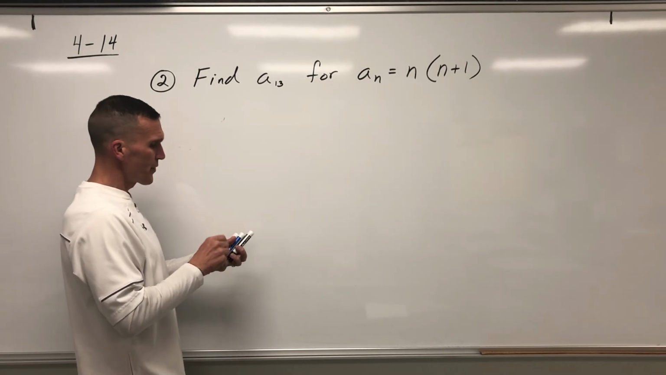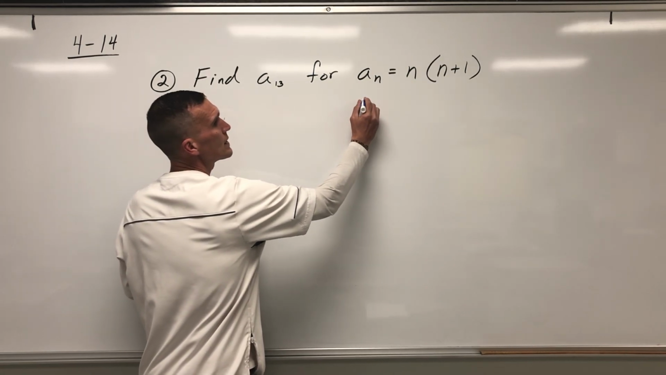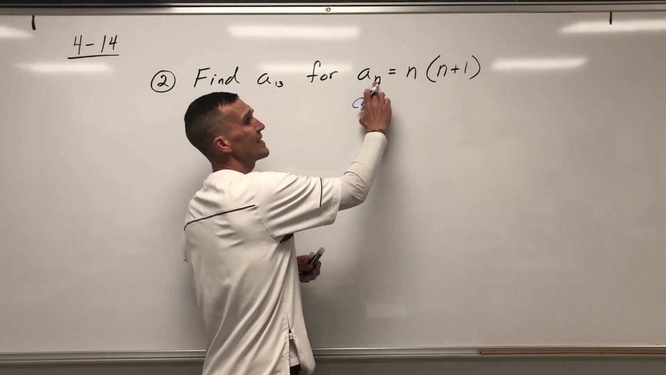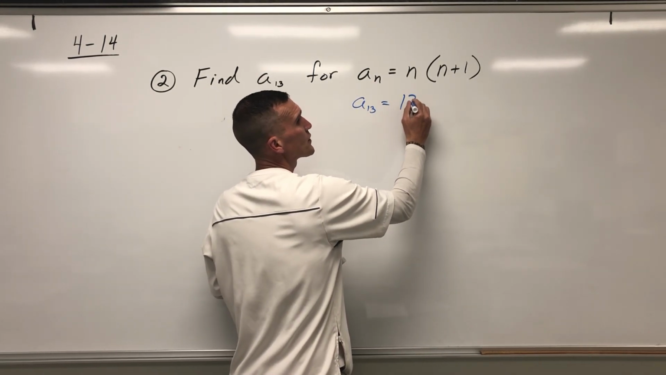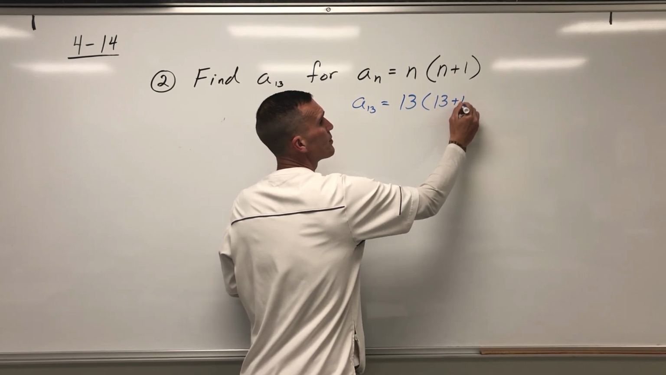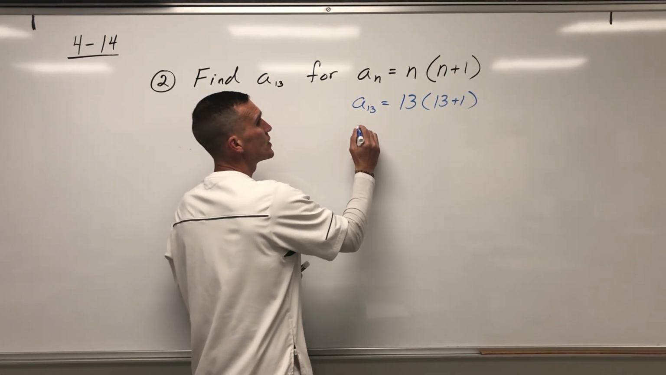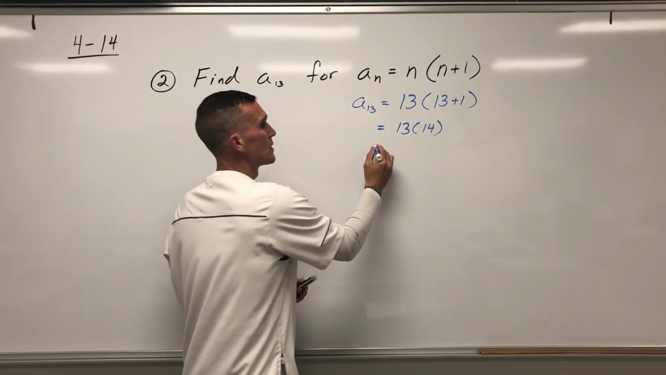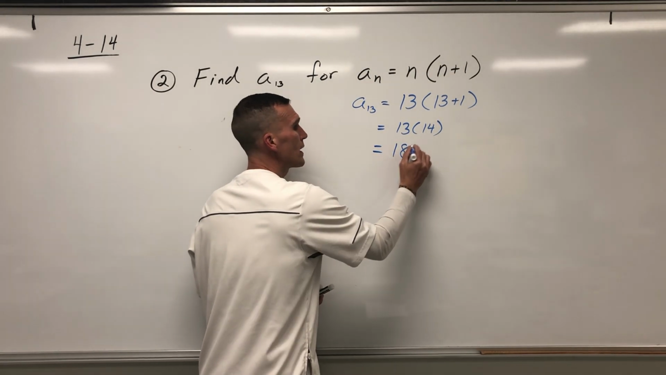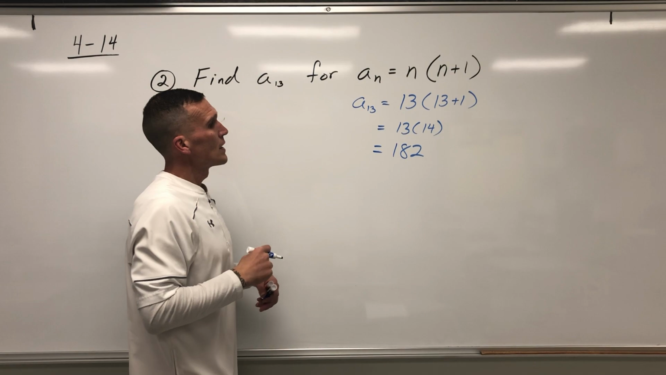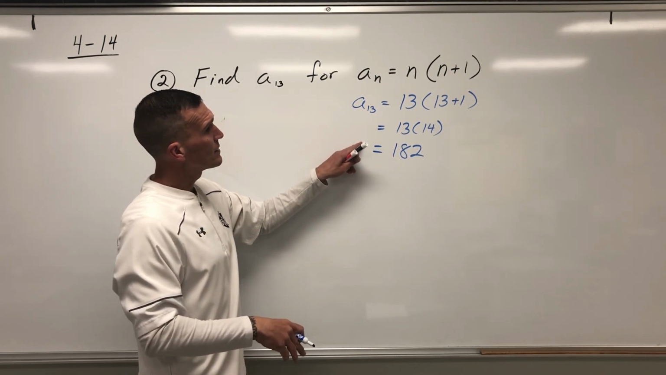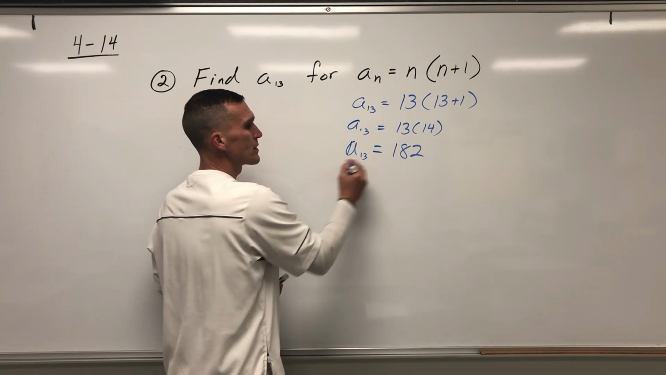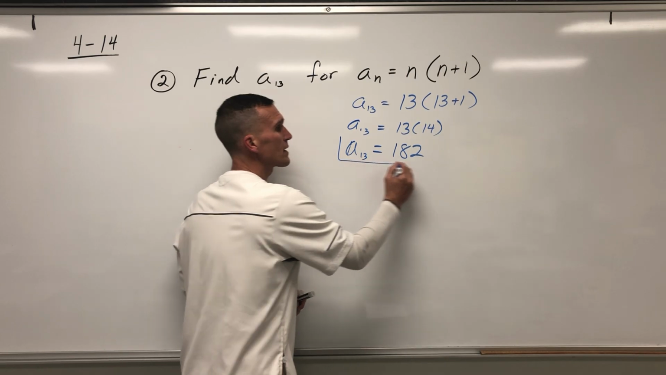So to find a sub 13, all I do is I use the formula and I plug in 13 for the variable n, because n became 13. So that becomes 13 times 13 plus 1, which is 13 times 14, which is 182. Now, if you want to put it back together, you can rewrite a sub 13 the whole way, but this would be my a sub 13 there. This would be my final answer.